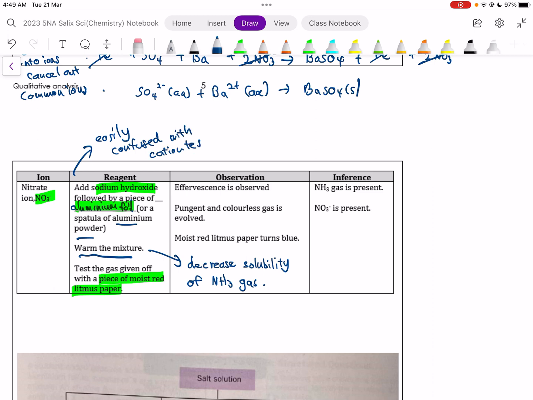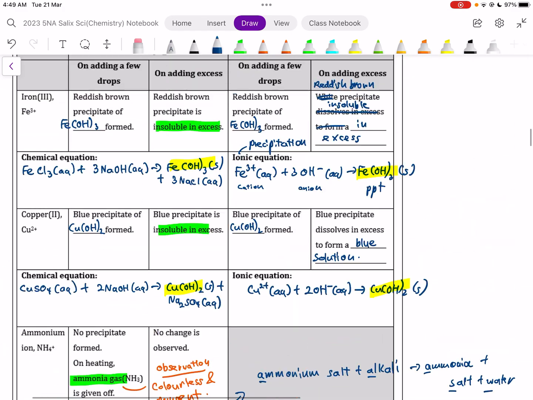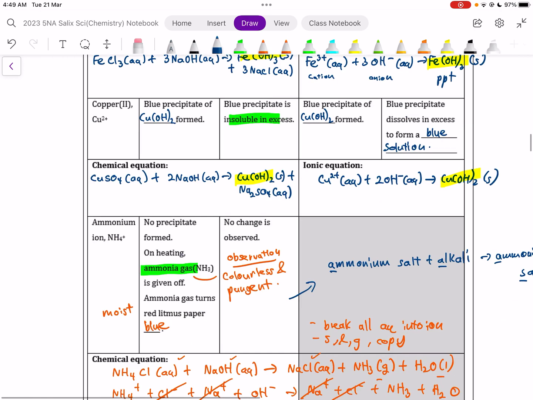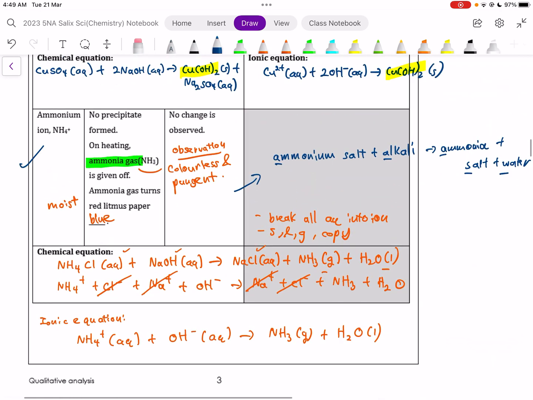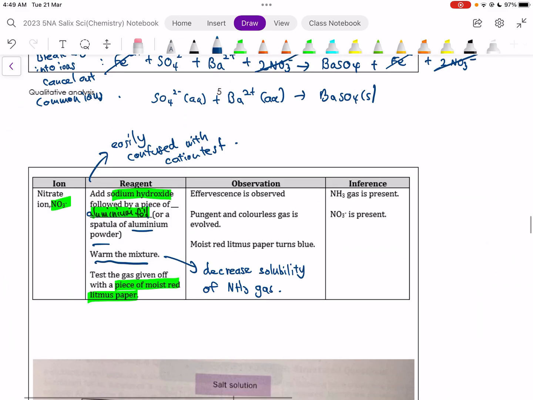Because that cation test also has sodium hydroxide. If you look back at the cation test, you also add aqueous sodium hydroxide. Especially this ammonium one, you also get ammonia gas coming up. So it is very easily confused with this one. So what you have to do is be careful. Look out for this aluminium foil, then it's a test for nitrate.